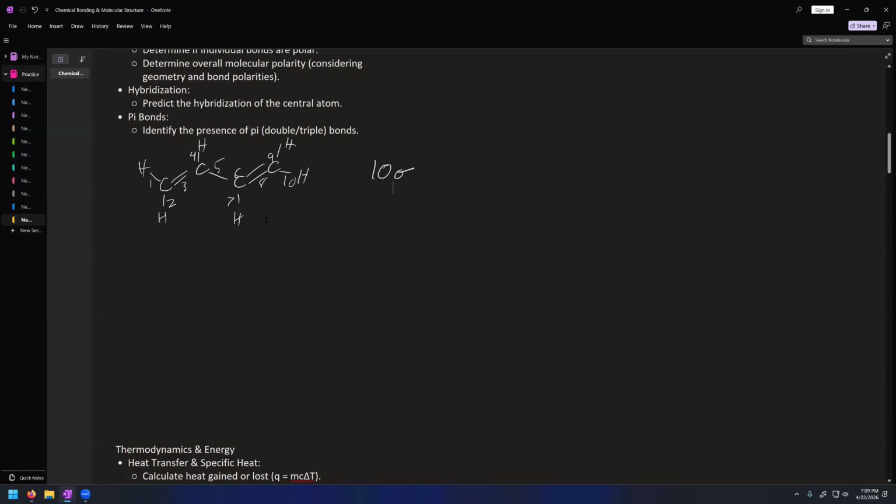Oh, did I make a mistake here? I think I did. I think I counted something twice. Let me go through again. So 1 there, 2, 3, 4, 5, 6. I shouldn't have put that there. Sorry about that. That's why we label things so that we can quickly check our work. This is 6. This is 7, 8, and 9. Okay, so it is actually only 9 sigma bonds here.